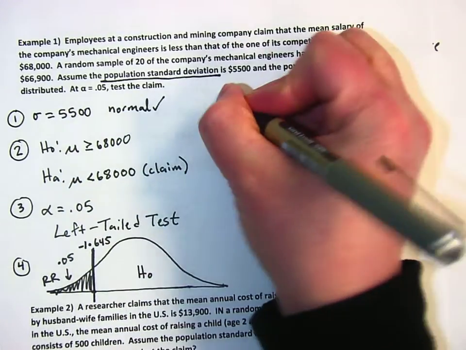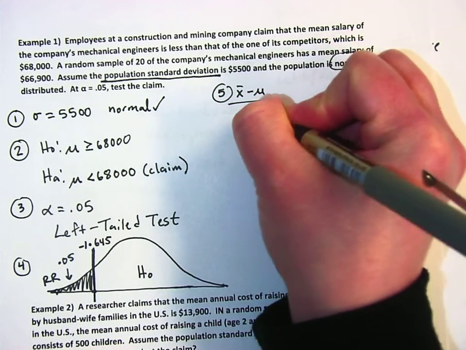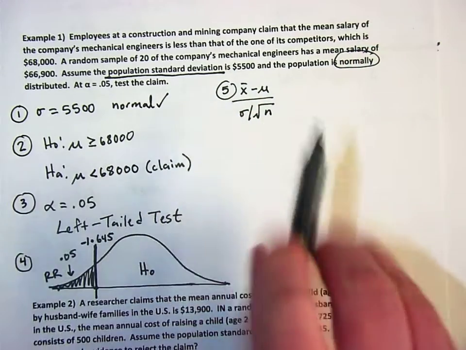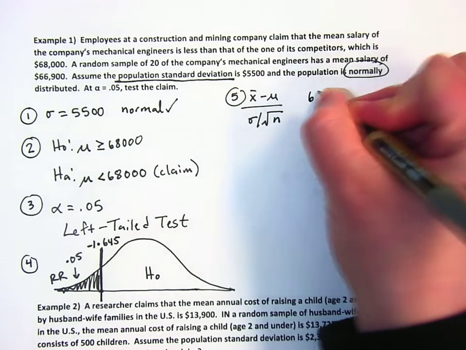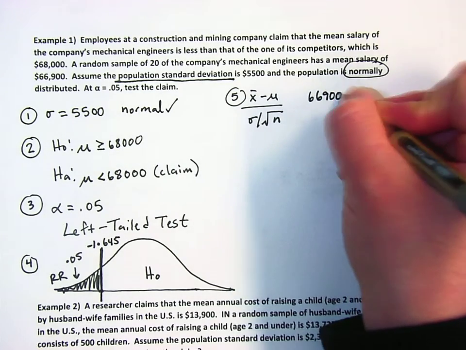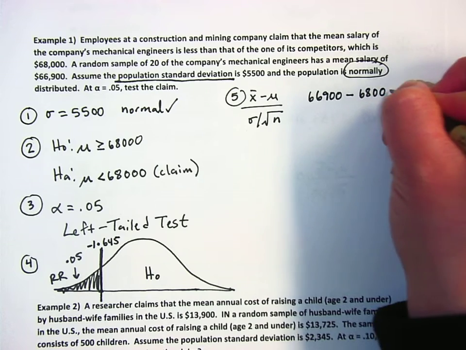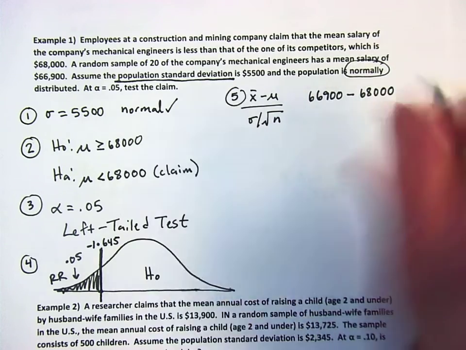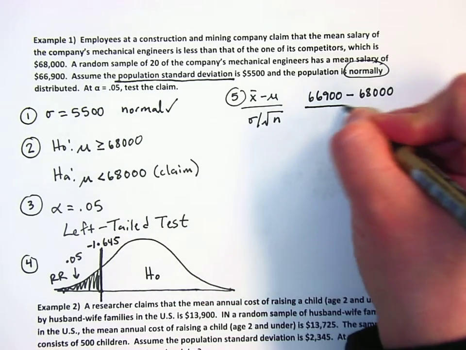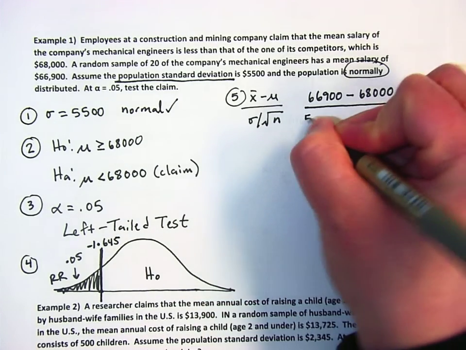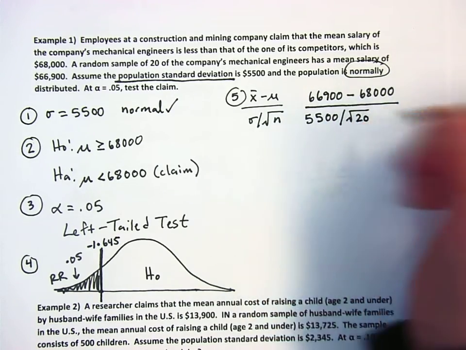So for 5, I'm going to do x bar minus mu divided by sigma divided by the square root of n. X bar is the sample mean that they got right here. That is 66,900 minus the mu, which is 68,000. So 66,900 minus 68,000, over our population standard deviation, 5,500 divided by the square root of 20, which is n.